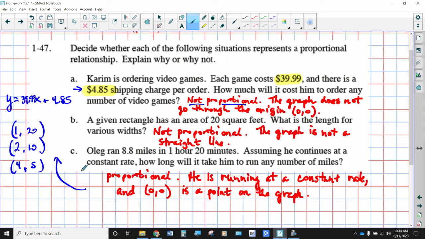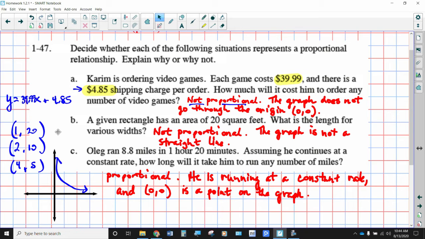If this was your y-axis and this was your x-axis, your graph would end up looking something like this. And it's impossible for it to have 0, 0. Remember, the proportional relationships have to pass through 0, 0 and be a straight line.